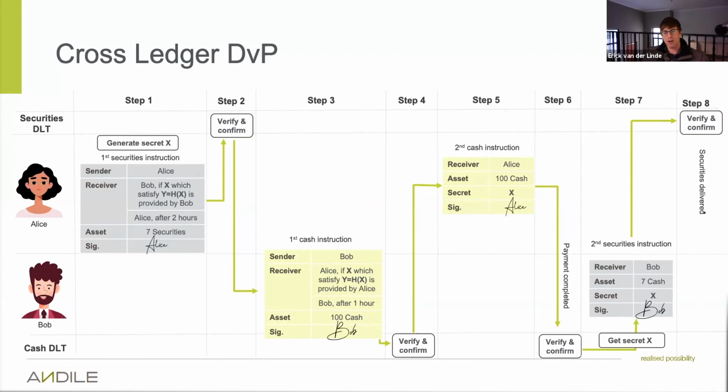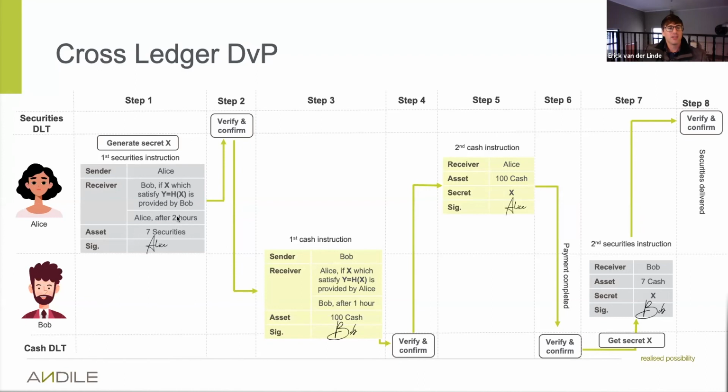And by following all of this in a happy day scenario, we have achieved a cross-chain atomic swap. So there was no risk involved for either of them exposing their funds. So let's quickly look at a fail scenario that could happen.